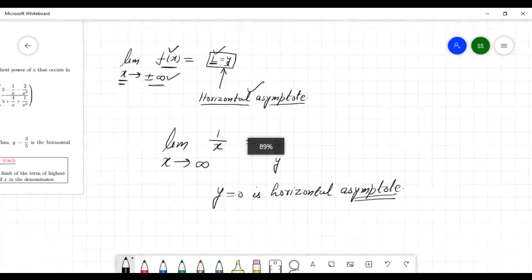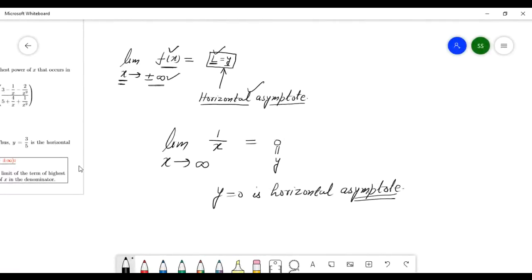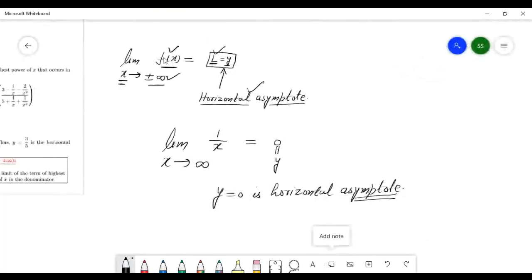Today I will stop here. Any question? In the next lecture I will solve more questions on this: the limit as x goes to plus infinity or minus infinity of f(x). Okay, so today I will stop here.